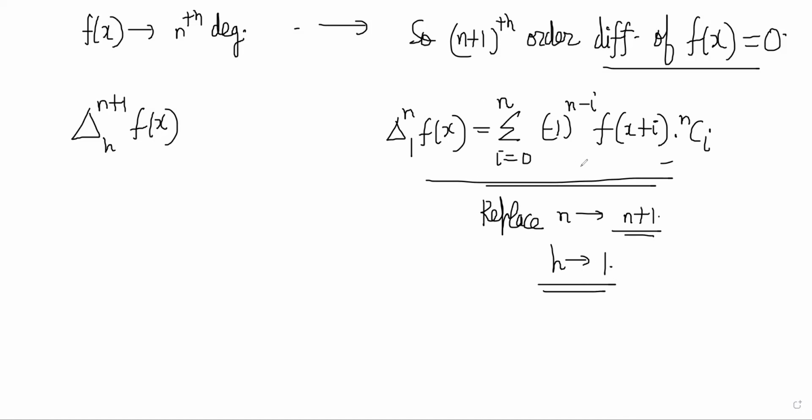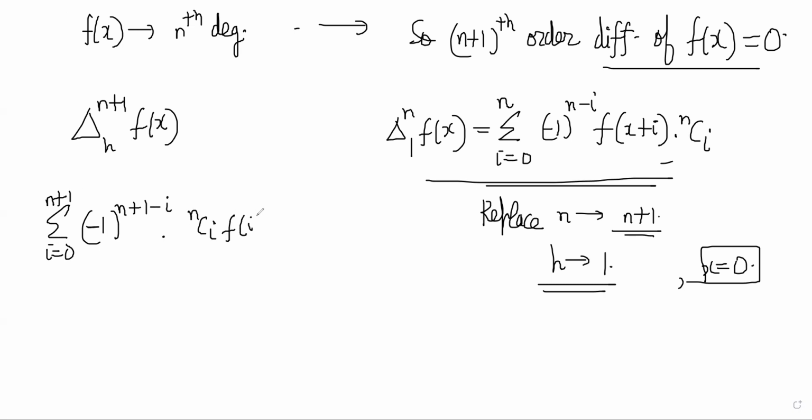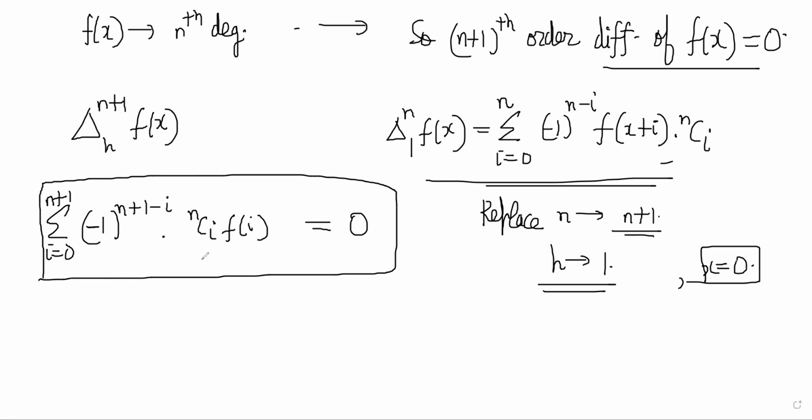We have already put that there, right? And we can also take x equal to 0 because our starting point f of 0 was also given to us, right? So what we get is summation I is 0 to n plus 1, minus 1 power n plus 1 minus I, f of 0 plus I, times n C I, f of I, right? Now this should be equal to 0 because this was my n plus 1th order difference.